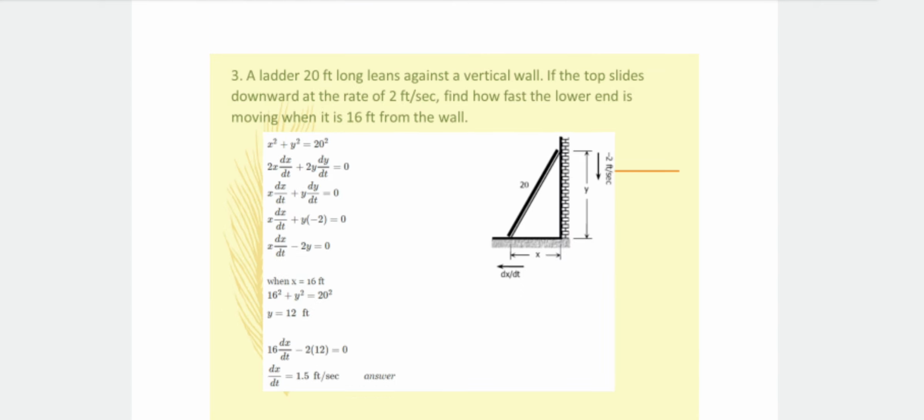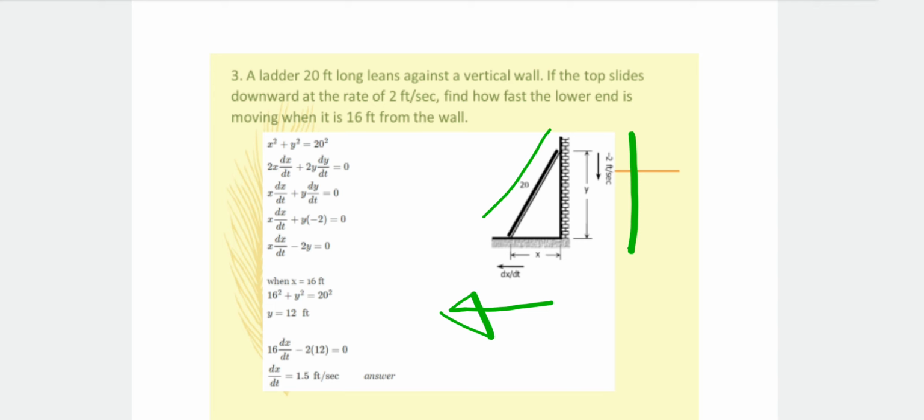Next, number 3, let's have this problem. A ladder 20 feet long leans against a vertical wall. So your ladder is 20 feet long, and this is your vertical wall. Find how fast the lower end is moving. It slides, so what is its speed away from the wall when it is 16 feet from the wall?